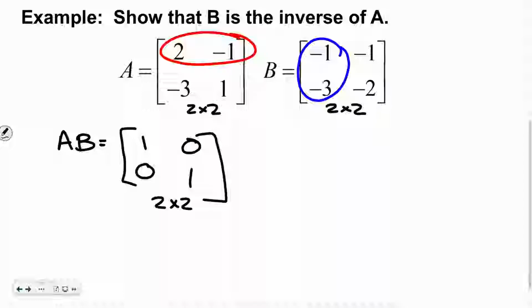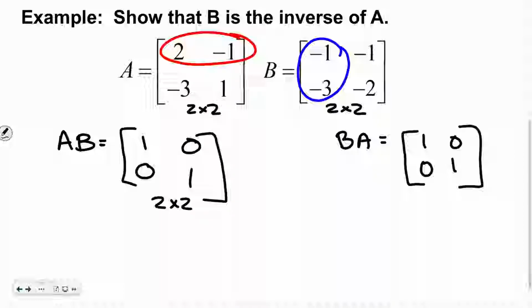Now, what else would be true about these two matrices? What's that, Jackie? A is the inverse of B, so we could also check it the other direction, right? So B times A would also equal the identity matrix. It wouldn't matter what order you multiply them, they both equal the identity matrix. And I'm not going to work that out, but that is true.